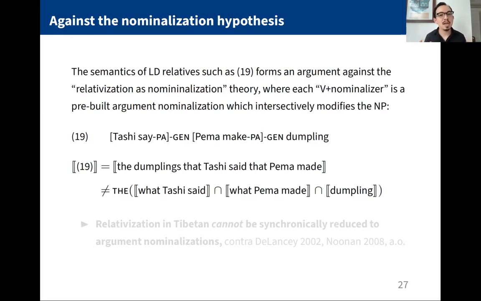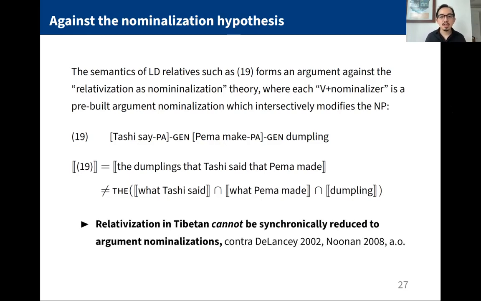And clearly that's not going to give us the right semantics for the dumplings that Tashi said that Pema made. For one, these dumplings that Tashi said that Pema made aren't necessarily something that Pema made, because Tashi could be lying, Tashi could be mistaken. And also it's very strange to think that these are actually individuals that Tashi said, right? They are actually the objects of what Tashi said. That doesn't make sense either. So this straightforward and initially appealing idea that relativization descriptively all comes from these argument nominalizations seems to not work, at least synchronically.